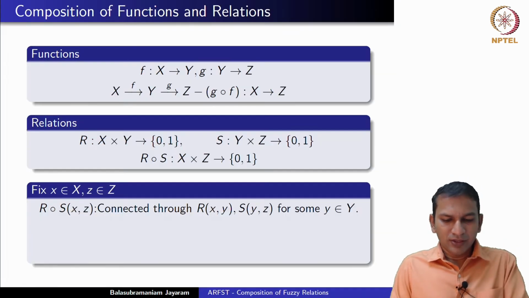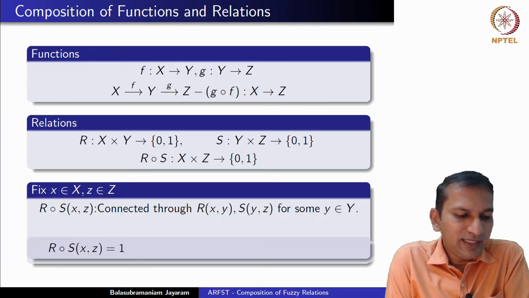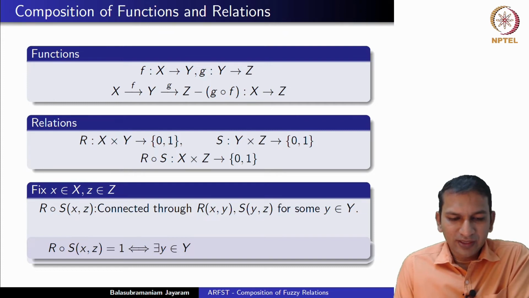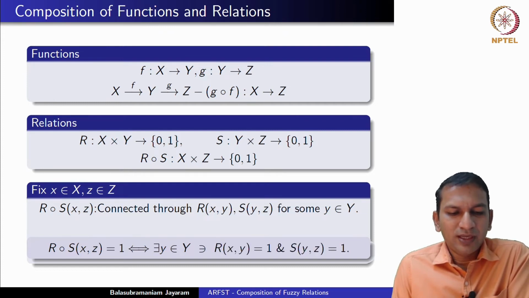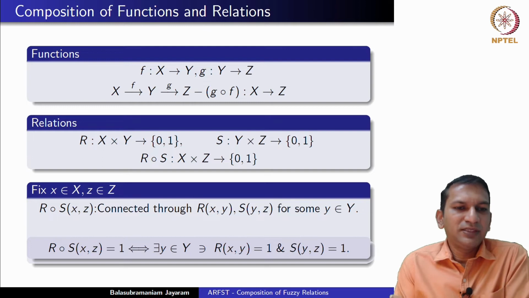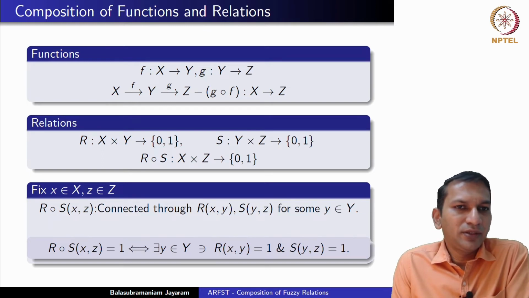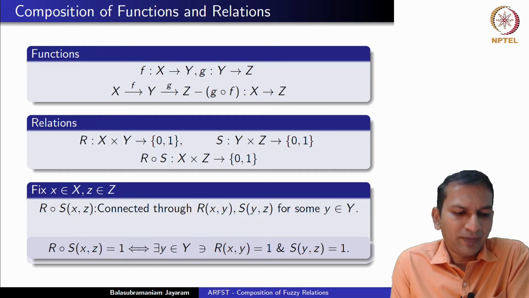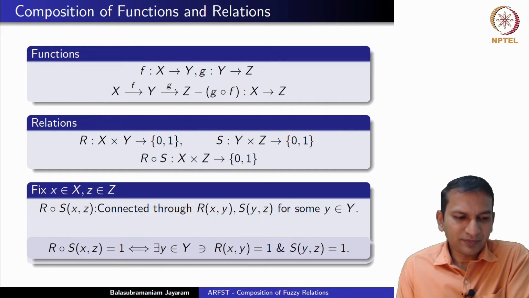Now it is easy to write it like this: R circle S of (x, z) is 1 if and only if there exists some y such that R(x, y) is 1 and S(y, z) is 1. That means x and z are related to each other under the relations R and S by some y. At least one y exists.